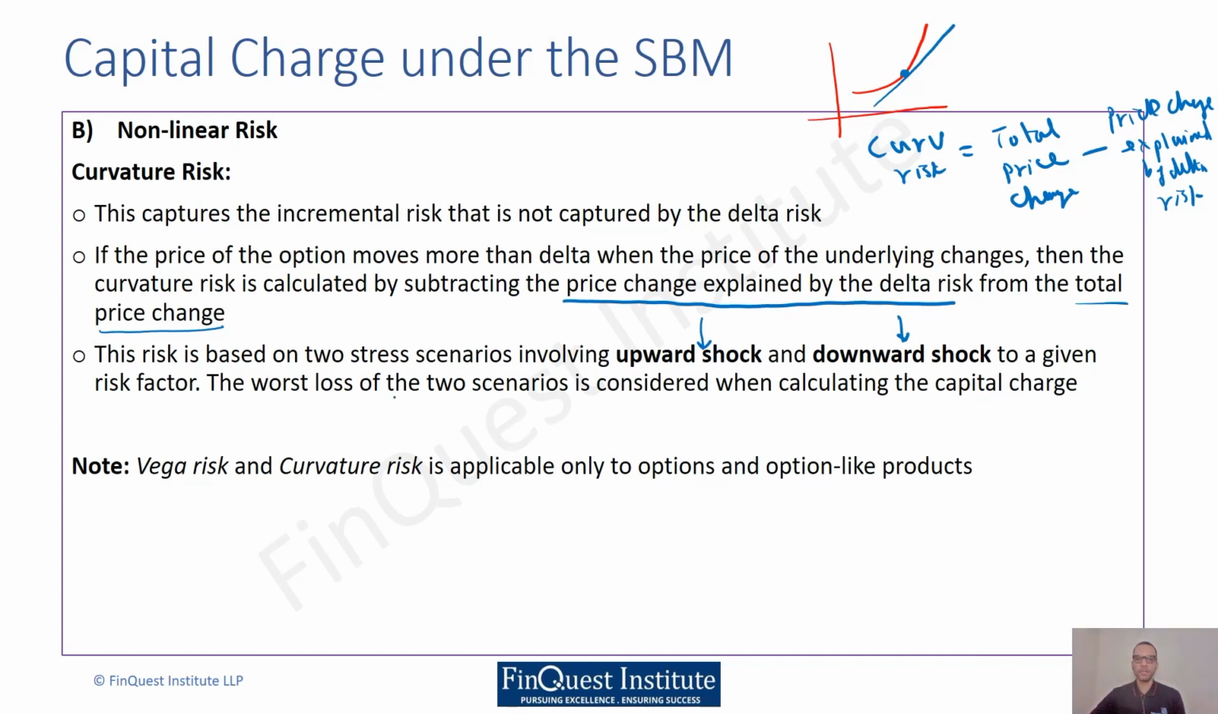And from this, we pick the worst case loss of the two scenarios, and this is used for calculation of the capital charge. Now, one point to note is that the Vega charge and the curvature charge is applicable for only option and option-like products. So when you say option-like products, you can think of certain products which have properties of an embedded option. So Vega and curvature charge apply for option and option-like or the embedded option products.